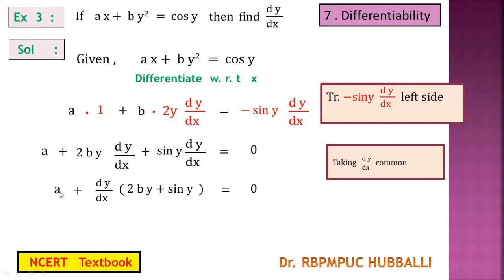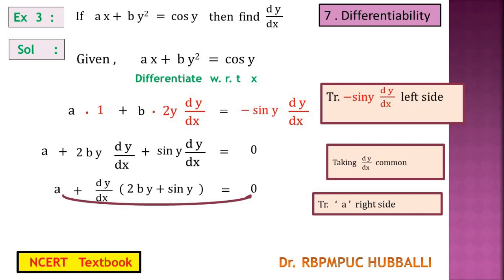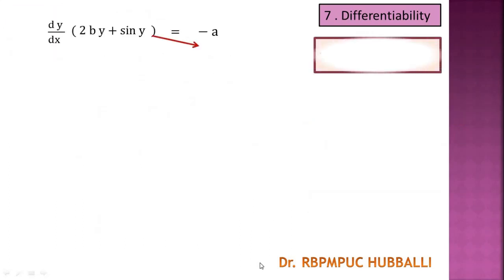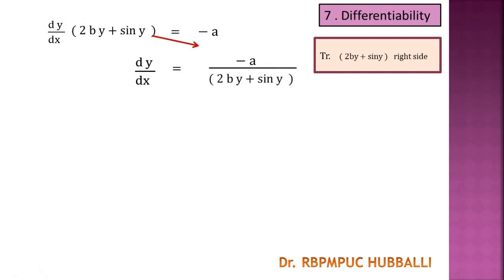Okay, next, first you shift this a, that means transfer this a, and then this 2by plus sin y, that is a product term. Transfer a to the right side, then what we get on the left side is dy by dx into 2by plus sin y is equal to minus a. Now easily you can get the dy by dx answer here. Just transfer this product bracket term to the right side, it goes to the denominator. See here, if you transfer, that becomes the dy by dx answer. dy by dx equal to minus a divided by 2by plus sin y. So this is the derivative of the given implicit equation.